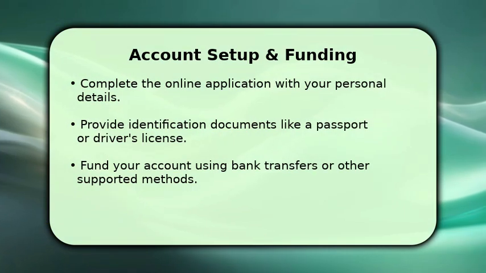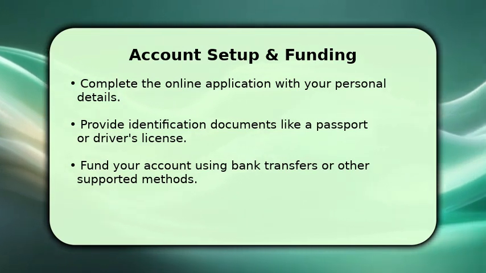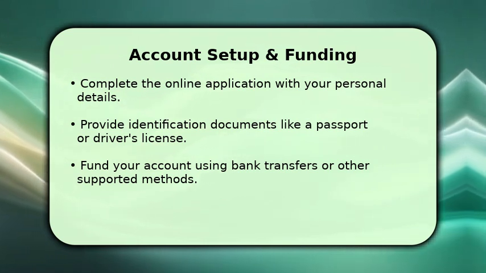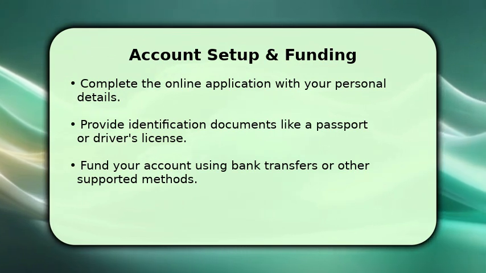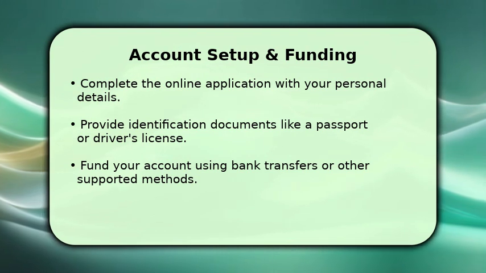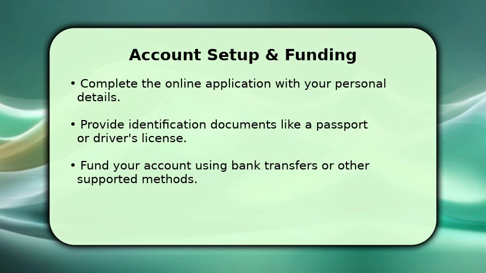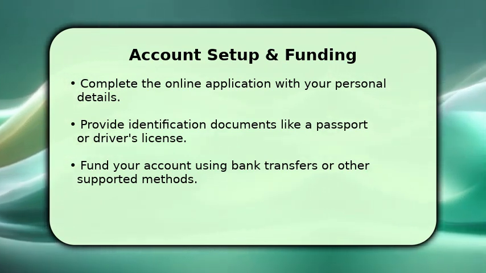Once you've selected an alternative broker, the next step is setting up your account. This typically involves completing an online application form with your personal details. You'll also need to provide identification documents, such as a passport or driver's license, to comply with Know Your Customer, or KYC regulations. After your account is approved, you can fund it using various methods like bank transfers.